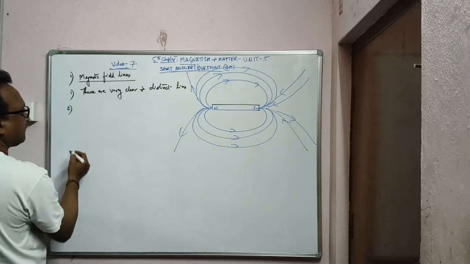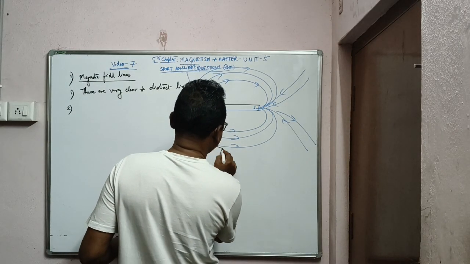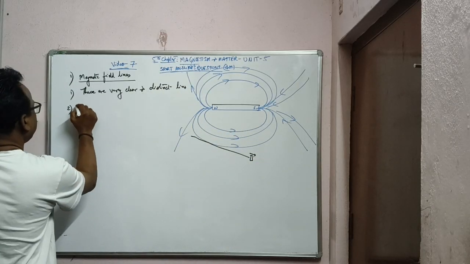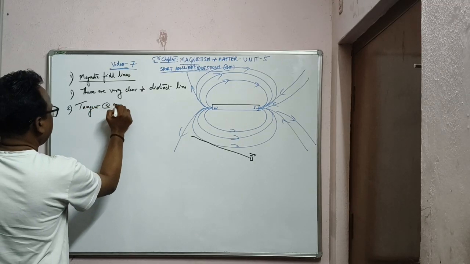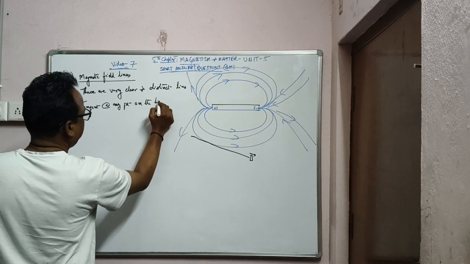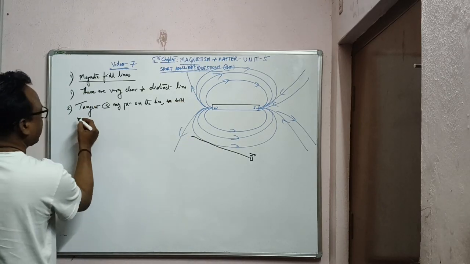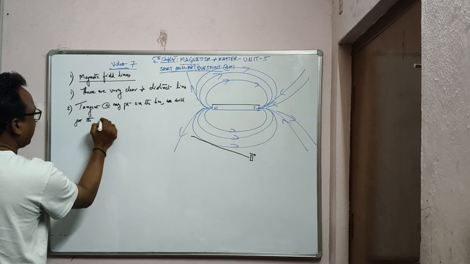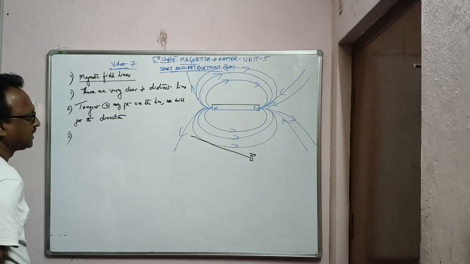Second one, if you draw a tangent at any point on the field line, you will get the magnetic field direction. We will get the direction. That is the second point.